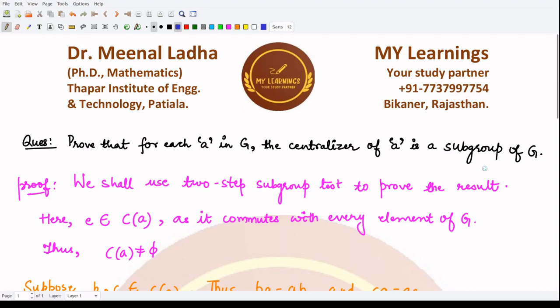In this video we'll be solving this question which states that we have some group G, right? From this group G we take some element A, and then we calculate the centralizer of A.